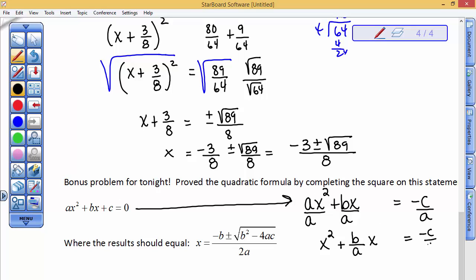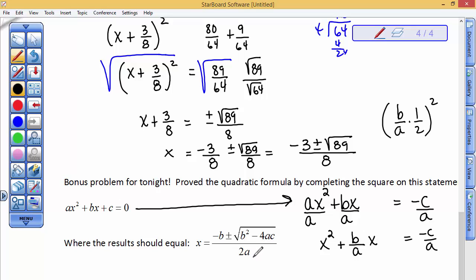And what I have to do now is take half of this and square it. So I have to take that b over a and take half of it, that's what's going to be in my binomial, and square it. And I've got to add that to both sides of this. You can also Google this. Find the proof, and ultimately what I want you to do is take all that algebra that you're going to do and solve for x, and when you're all done you should get that x will always be negative b plus or minus the square root of b squared minus 4ac all over 2a.